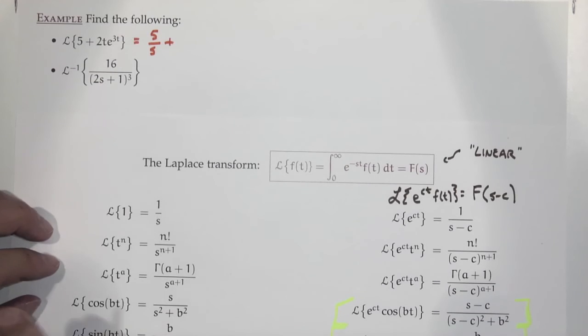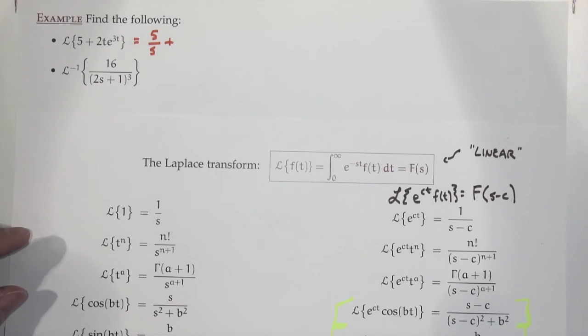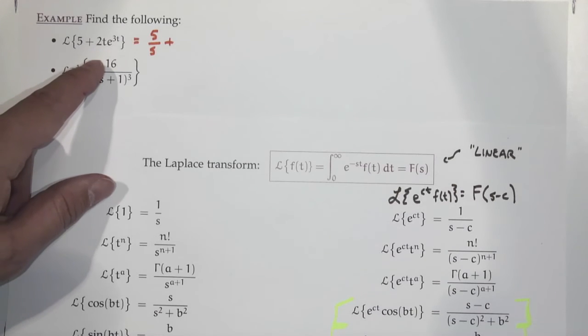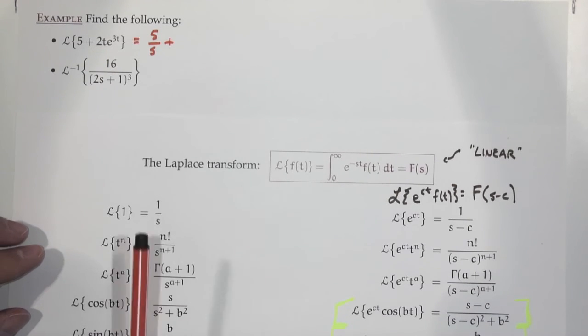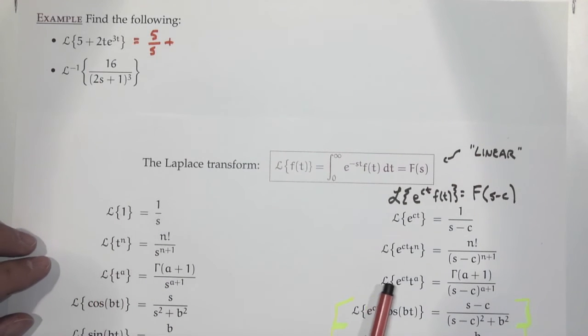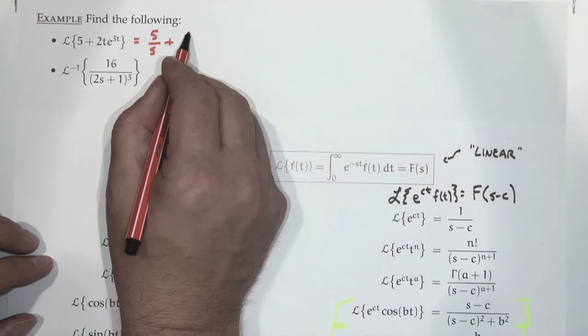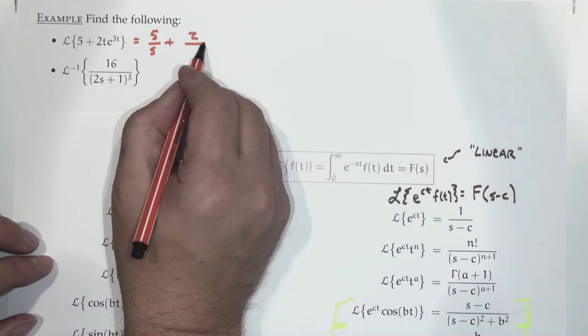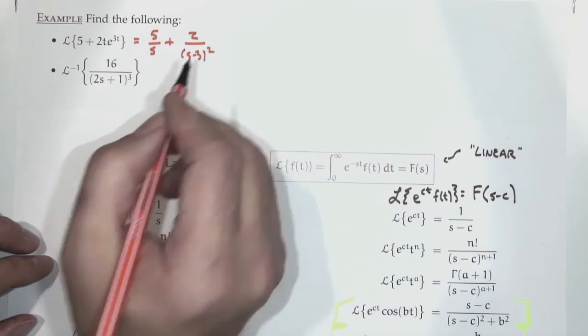S over s minus 2 times s minus 3? What's the right mold? Which one? What's the mold here? e to the ct, t to the n. What's t? What's n? 1. Okay, what's c? 3. So we would have 1 factorial, also known as 1, over s minus 3 to the 2. And then there's a 2 here. So this should be 2 over s minus 3 squared, yes?